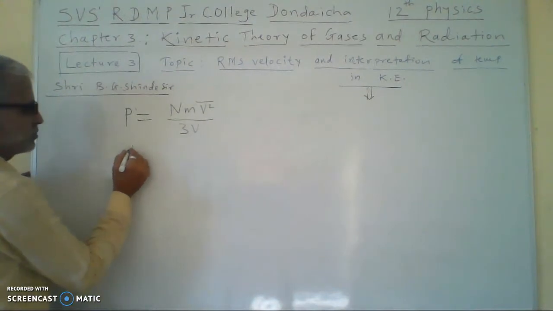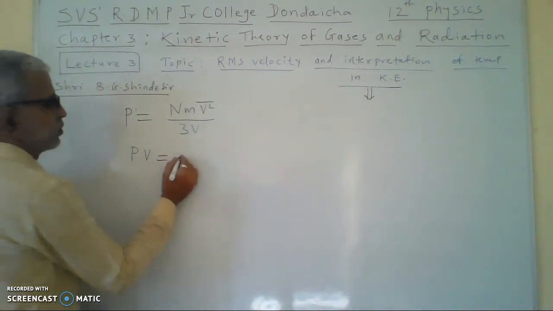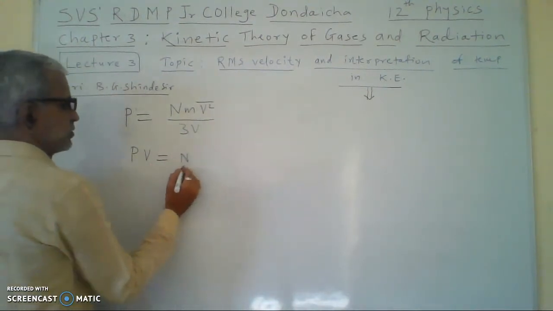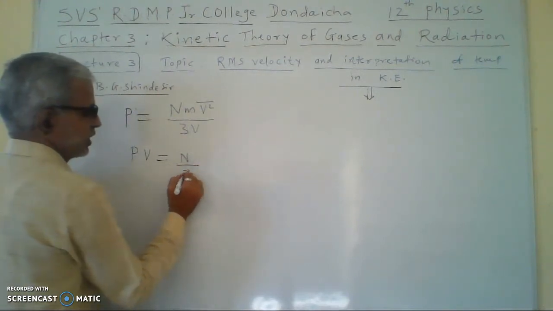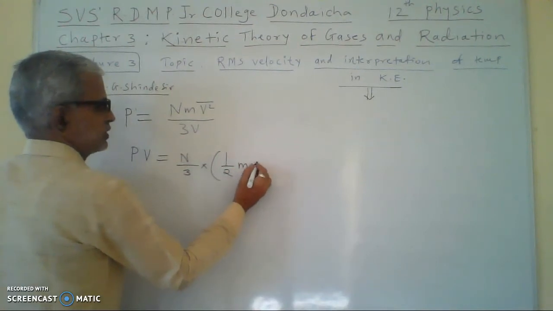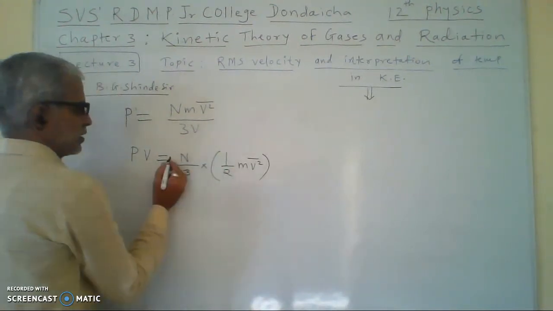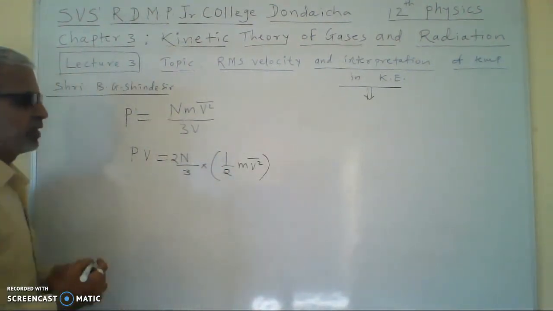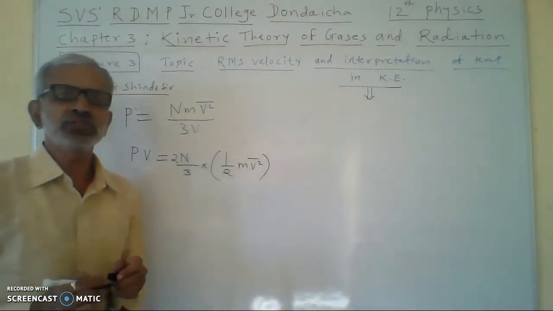We write this expression as PV is equal to N upon 3 multiplied by 1/2 m v square bar, and this will be multiplied by 2. Means just rearrange this equation.